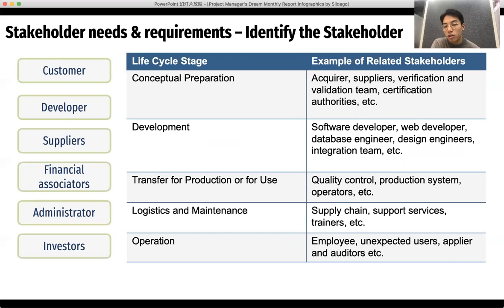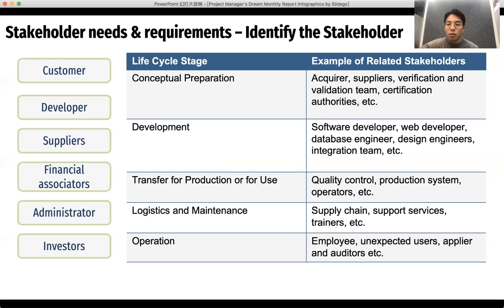But by doing so, I first identify the different life cycle stages of this project, and I put those identified groups of stakeholders into these 5 life cycle stages. Here you can see that in the conceptual preparation stage, there are examples of related stakeholders such as acquirers, suppliers, and certification authorities. This part is more like authorizations and the paperwork preparation process.